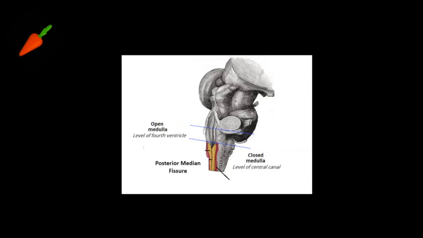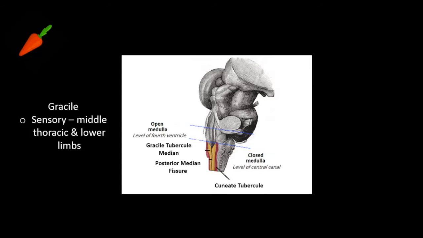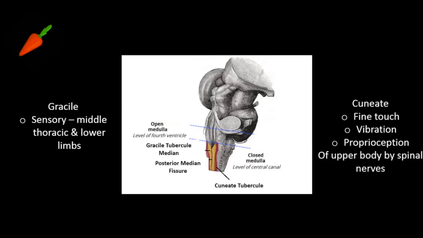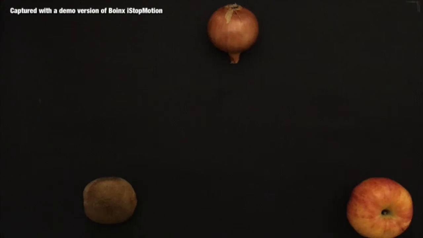Also unique to the closed section are the gracile tubercle, medial to the cuneate tubercle. The gracile tubercle receives sensory information from the middle thoracic and lower limbs, whilst the cuneate carries function of fine touch, vibration, and proprioceptive information from the upper body by the spinal nerves.